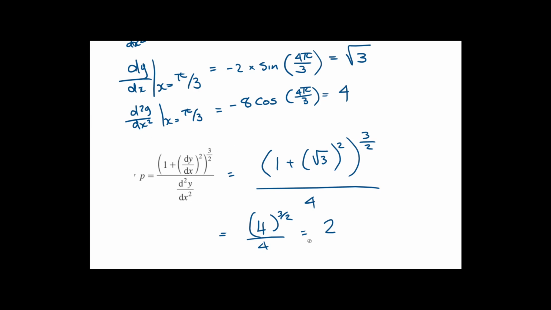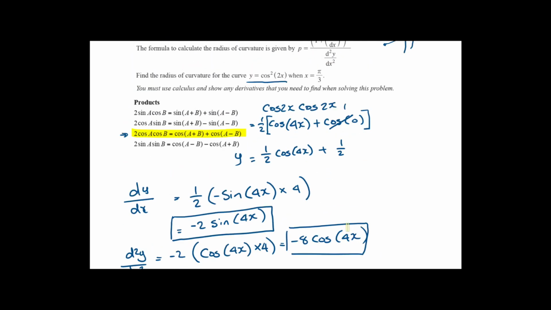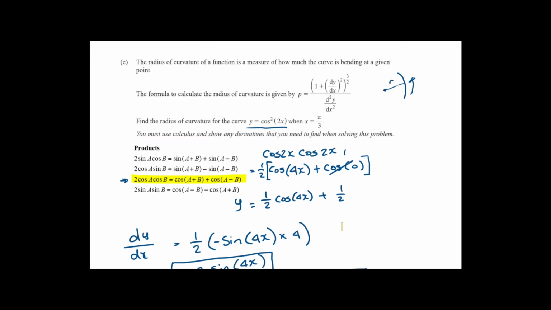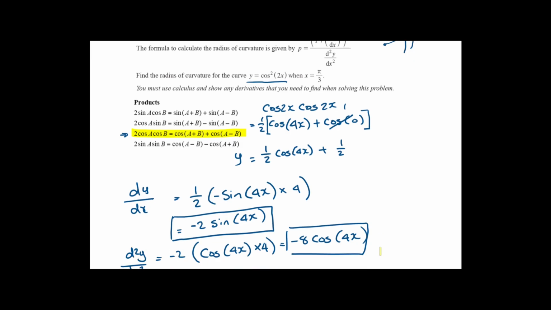It doesn't actually give us a unit, but that is our final answer. Not as tough as it looks. If you did chain rule and product rule, and then combined product and chain rule, you're going to get there in the end. But knowing this rule here is going to make your life so much easier.